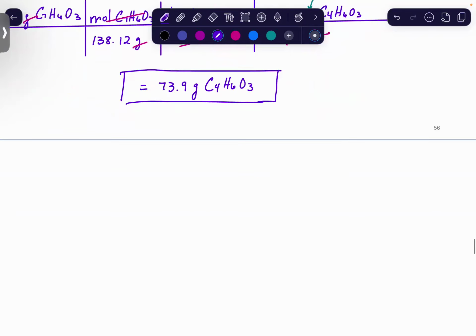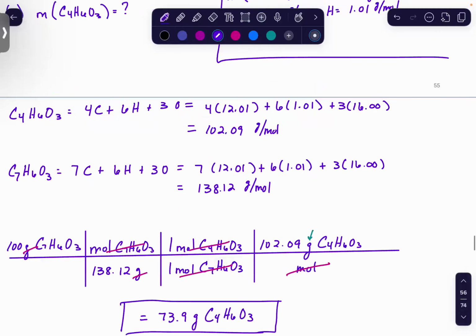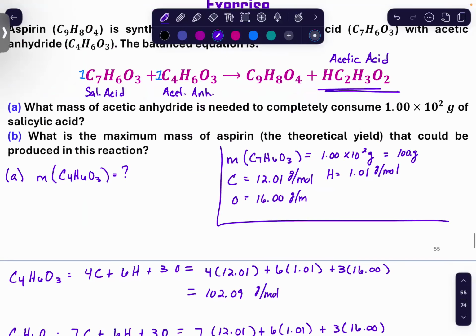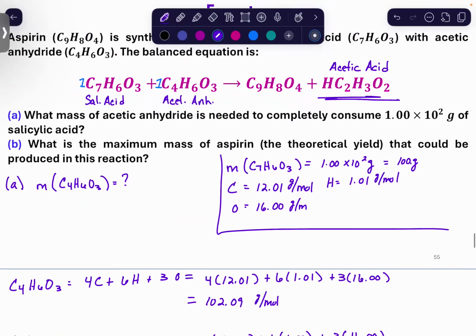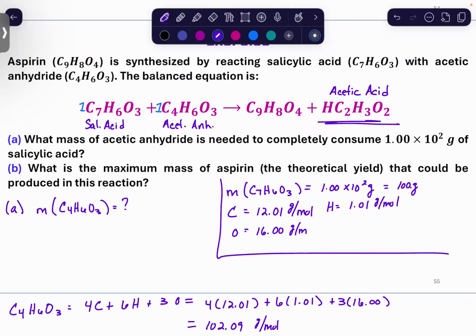Okay, so now part B. What does it say? What is the maximum mass of aspirin that could be produced in this reaction? Now, we don't have to go all the way through and find out what the limiting reactant is in this case. First off, we haven't talked about that, but second off, because of part A, it says what mass of acetic anhydride is needed to completely consume the salicylic acid.